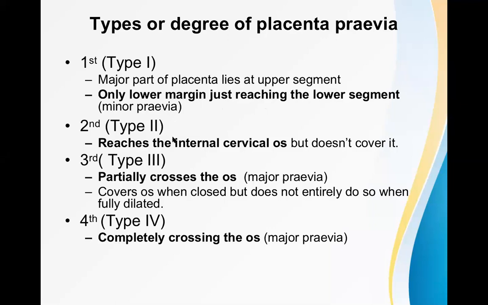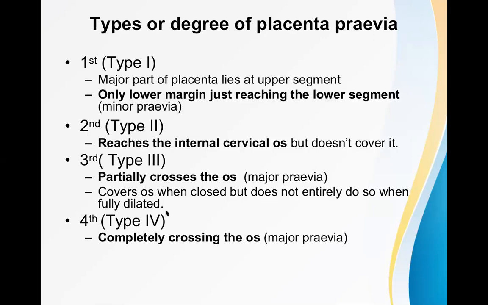Second type, or type 2, it reaches the internal os but doesn't cover it, just reaches there. Third, or type 3, it partially crosses the os, or partially covers the os. Now the important point is it covers the internal os when the internal os is closed, but it doesn't entirely do so when it is fully dilated.